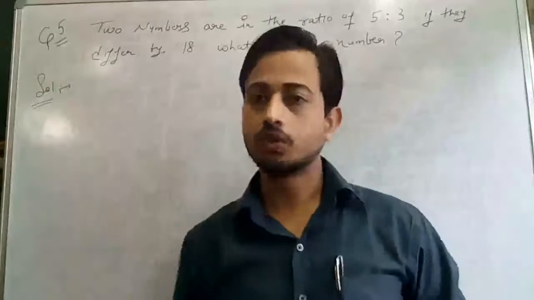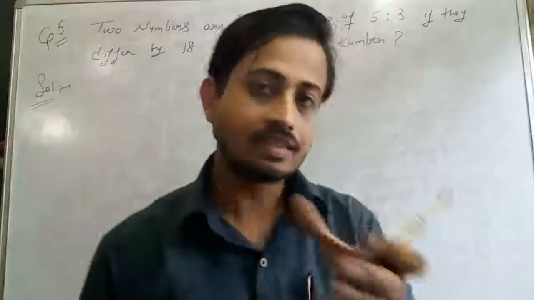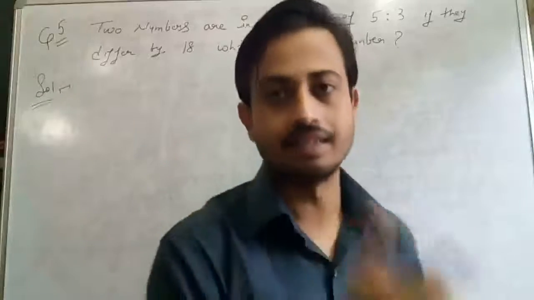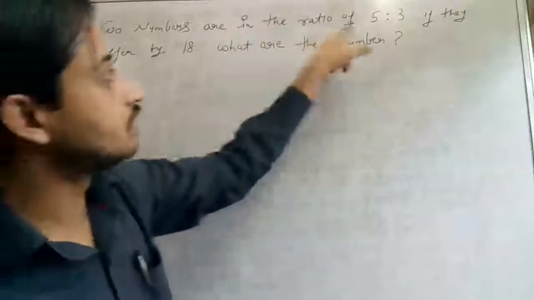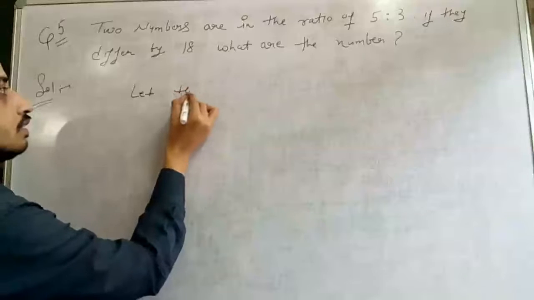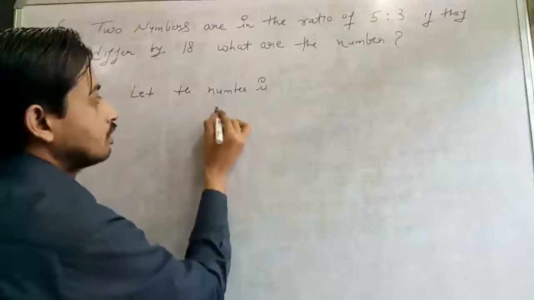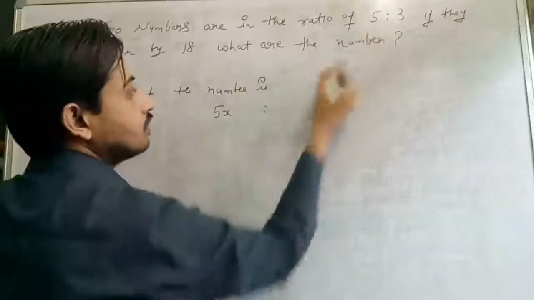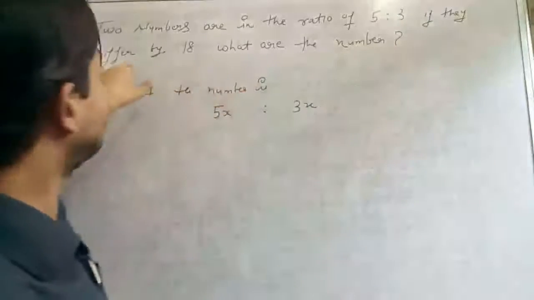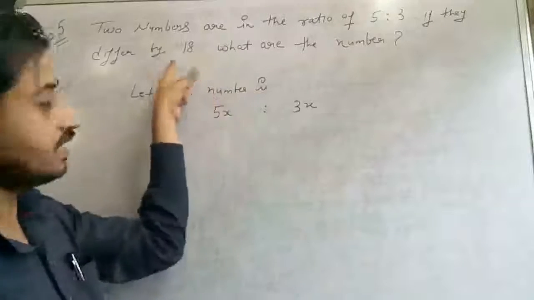So let's move on to our next question, which is number 5. Two numbers are in the ratio 5:3. Again the same kind of question, given in terms of ratio. We have to first take the two numbers in the ratio 5:3. So let the first number be 5x and the second one be 3x. Now read: if they differ, if we subtract them, we get a total of 18.